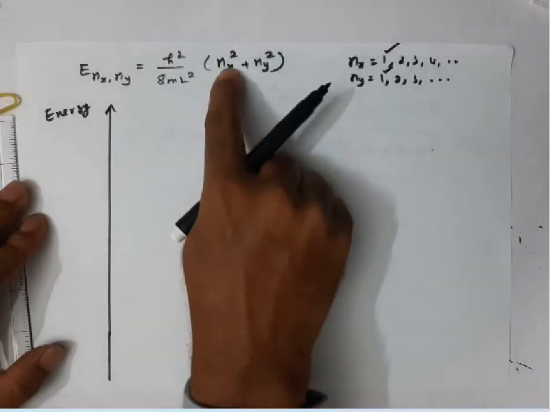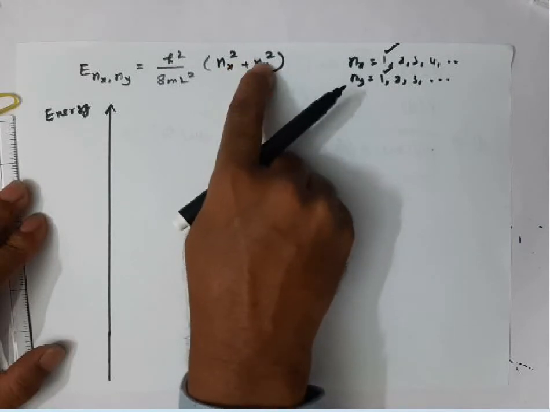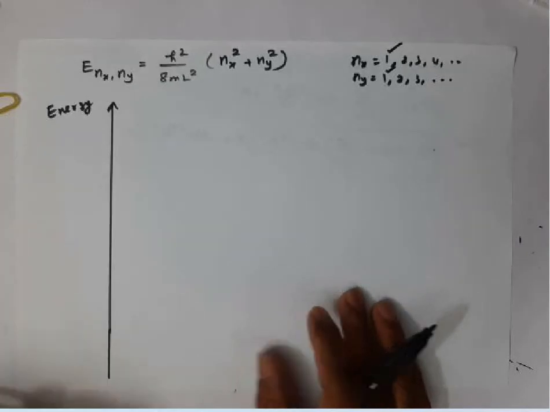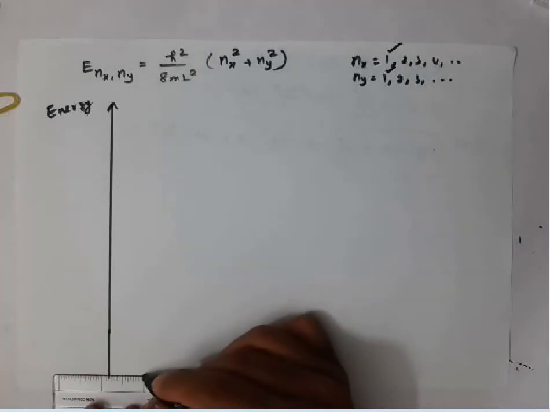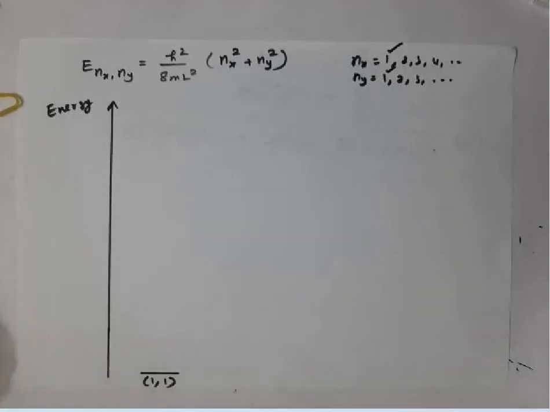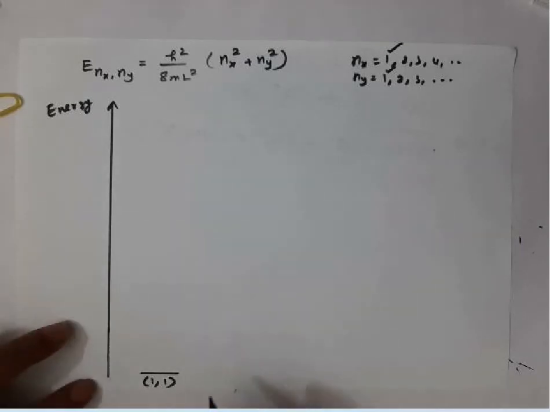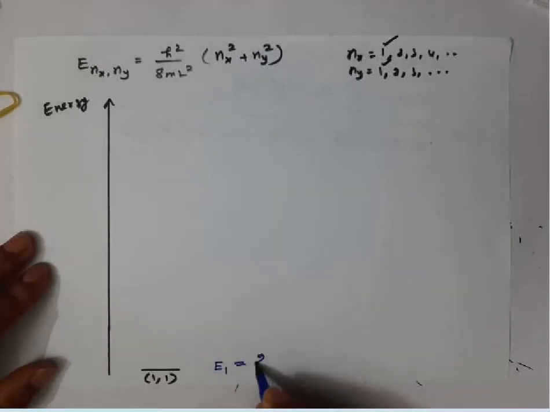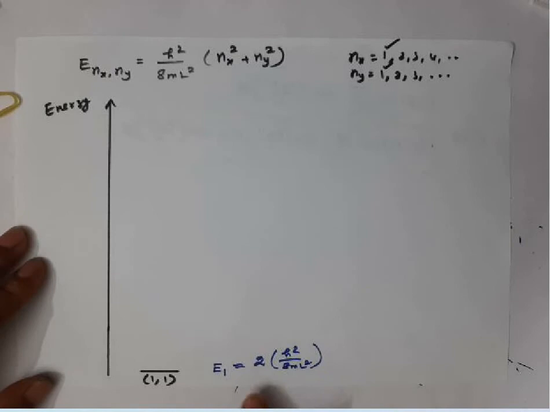If I put 1 here, 1 square is 1, 1 square is 1, 1 plus 1 is 2, so you'll get 2 times h square by 8ml square. So I'll get a state here for which the quantum number nx is 1 and ny also 1. And what is the energy for this level? Let us take this level energy as the energy of the ground level, which is given as 2 times h square by 8ml square. I am not going to cancel these numbers. Let's keep this h square by 8ml square as such. So this is the energy of the ground level.